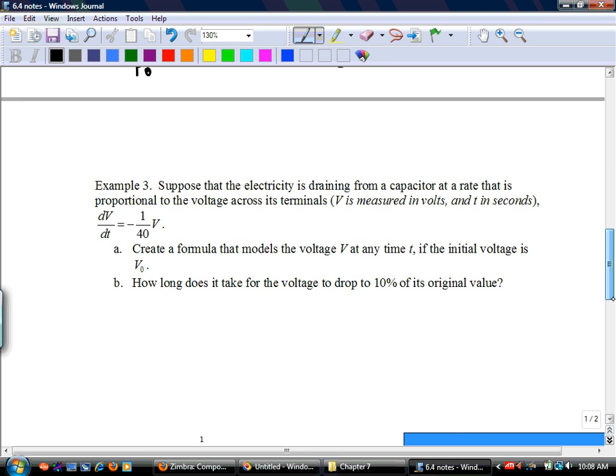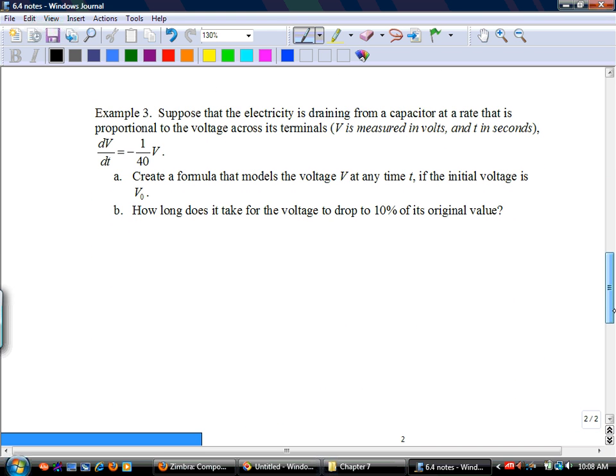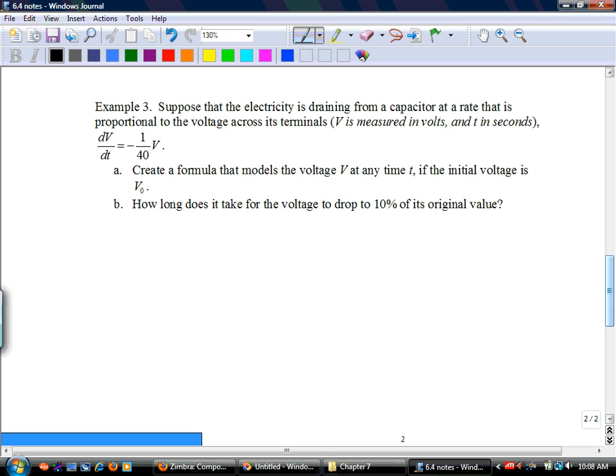So, I got creative last night. Do you guys know what capacitors are? Okay, what's a capacitor? A flux capacitor. Those only work at 88 miles per hour. No.